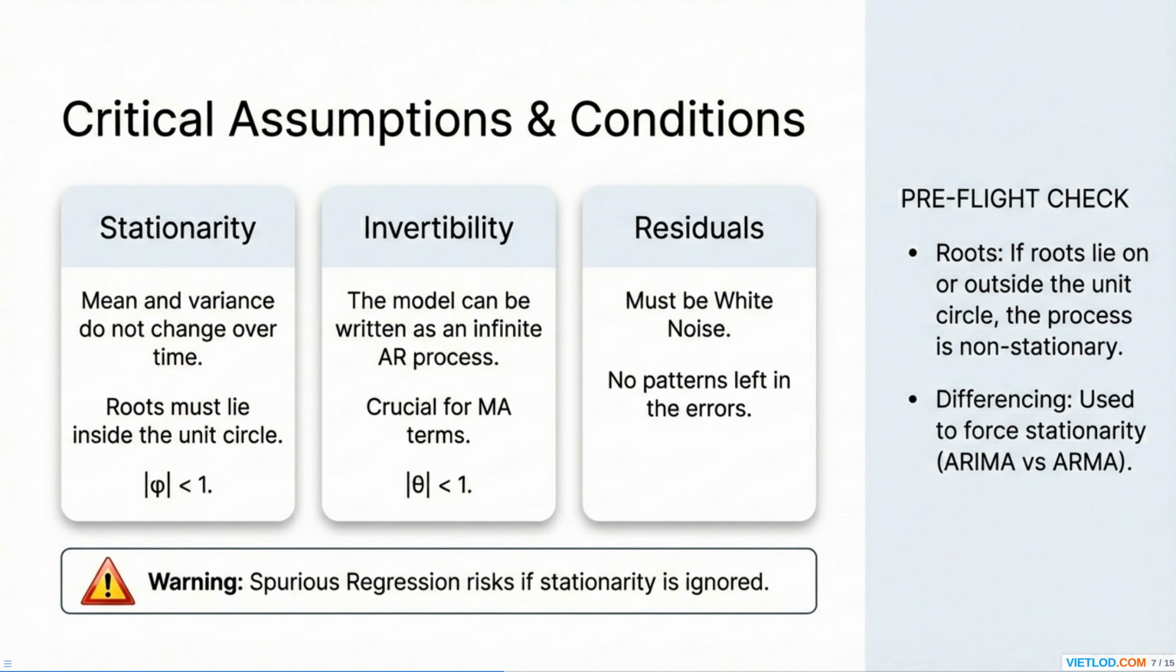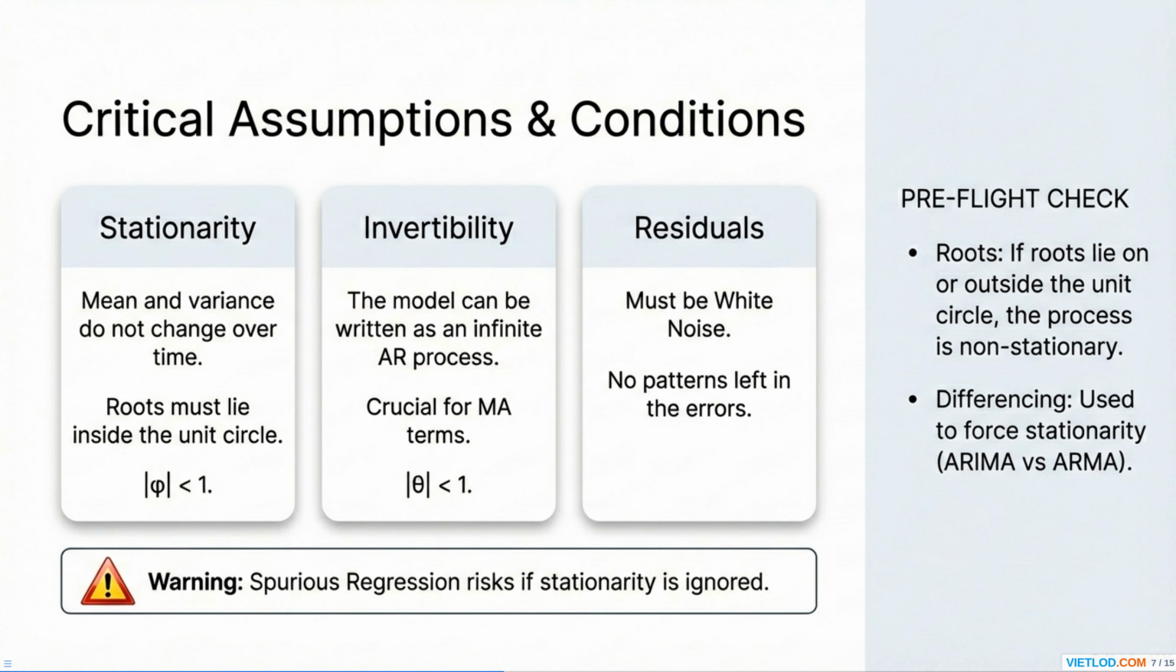To build a reliable ARMA or ARIMA model, 3 critical assumptions must be met. Firstly, stationarity is essential. This means the series mean and variance must be constant over time. For the autoregressive, or AR components, this translates to the characteristic roots, or phi values, having an absolute value less than 1, ensuring they lie within the unit circle. Ignoring this risks spurious regression.